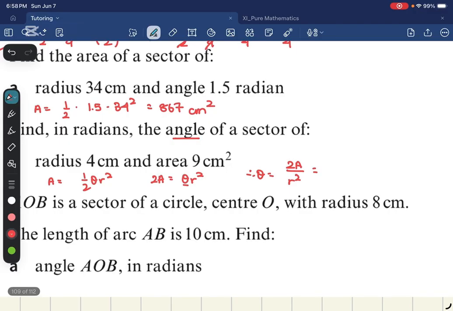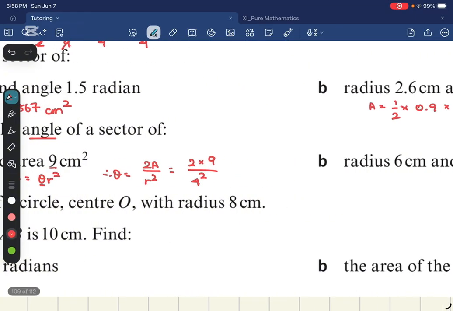So what is 2a here? 2 times area is 9, divided by r, which is 4 squared, right? So your answer should be in radians. 9 times 2 is 18 over 16. 4 squared is 16. So you get 1.125 radians.